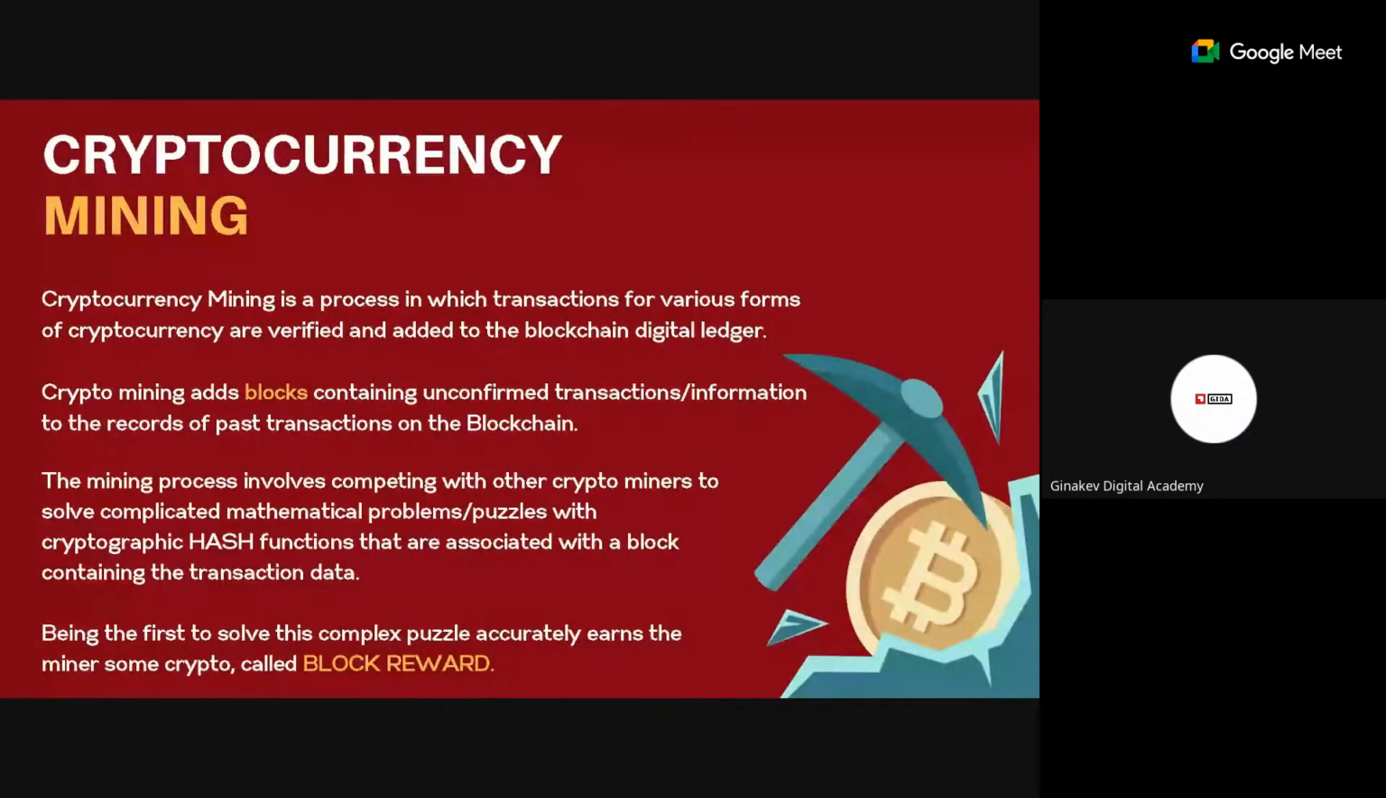And then most times miners look at the block reward before making that decision. So as a miner, if I know that approving this transaction is only going to give me $2, and I know another transaction that is going to give me $5, I would rather go with that particular one of $5. So most times the first to do it accurately earns the crypto, which is known as block reward. Remember, after you solve a particular transaction, a new block is created.